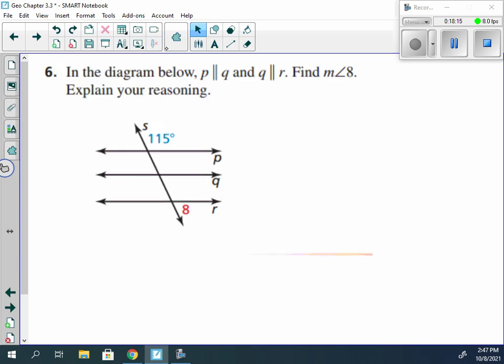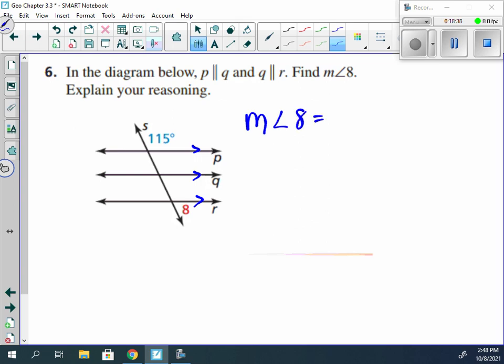So let's look at this here. Find the measure of angle 8. Well, we know that P is parallel to Q, and Q is parallel to R, so P is also parallel to R. So they will be matching up, and we can use our alternate interior, alternate exterior, corresponding, or consecutive interior angles theorems.